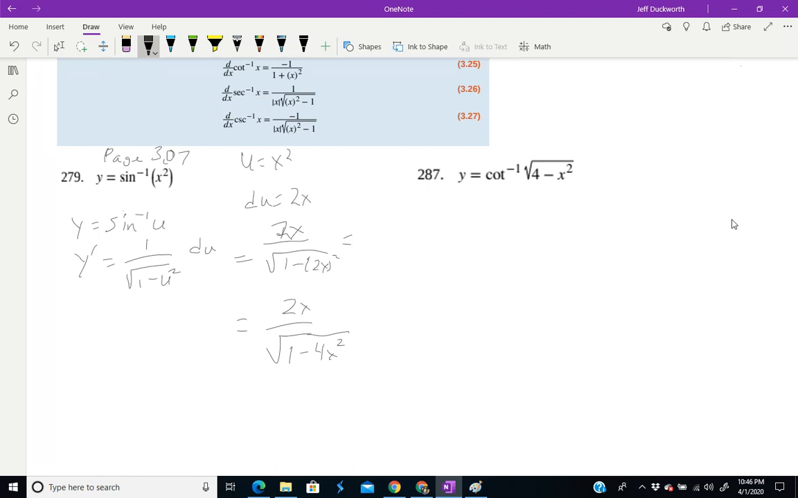Number 287, we're looking for a cotangent one. We still have that on the screen partially, so we're going to be using this one now. Again, we'll do a u substitution, so our u is equal to the square root of 4 minus x squared. And the derivative of that, again, the square root is the 1/2 power, so it's going to be 1/2 times 4 minus x squared to the negative 1/2. And let me scroll over a little bit.